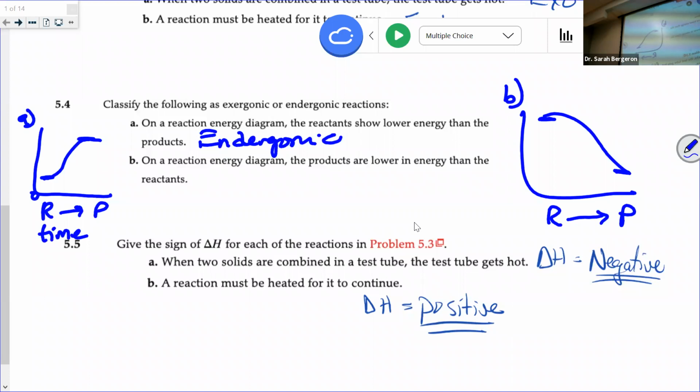Okay, and then in B, right, are our products lower than our reactants? Did I draw it right? I have products lower than my reactants. That's right. So this is an easy coast down. This is nice. This is exergonic. I didn't have to expend energy. So if you kind of think about these energy diagrams as hills and you're riding your bike or roller skates or something like that, it'll make a lot more sense.